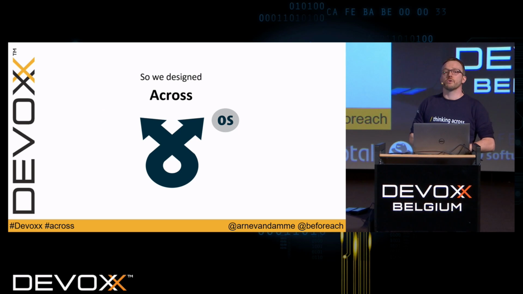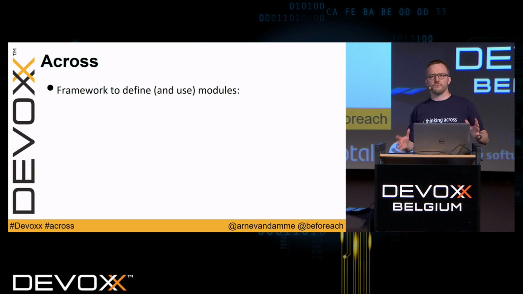So we came up with our own framework, and we called it Across. I only just realized I need to have a talk with the designer of the logo, but the OS stands for open source. It's not like we built an operating system or anything like that, right? I wouldn't want to get that idea out there. Across is just a base framework that allows us to define these modules and actually defines as well how you can use them.